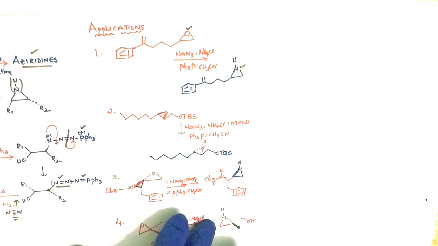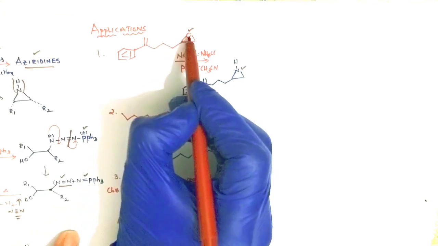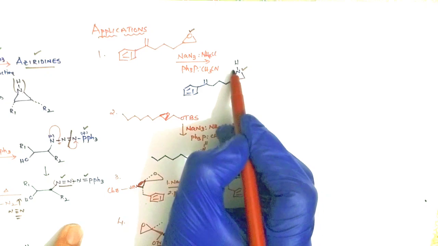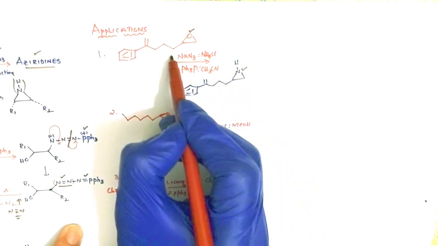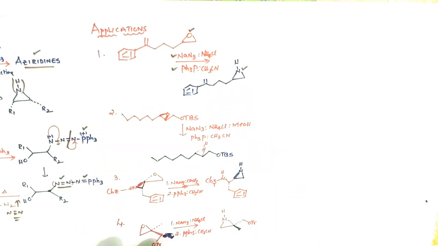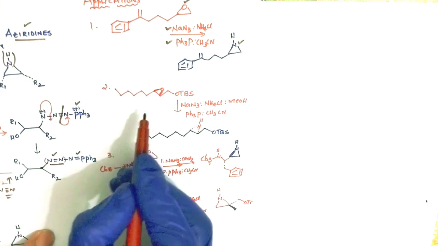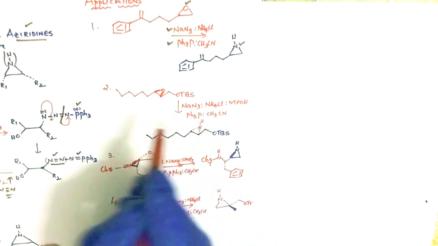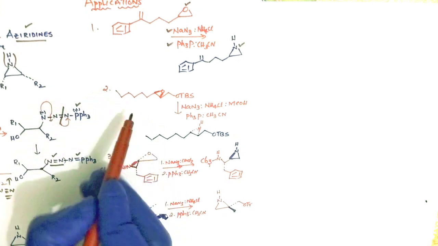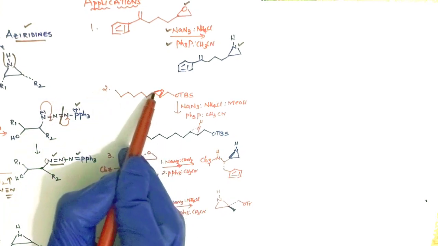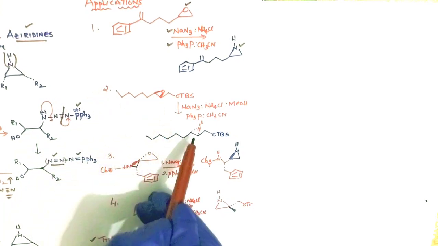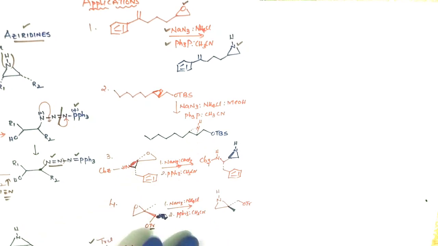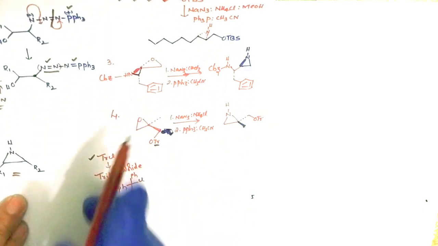What we are observing here? Simply the oxygen should be replaced with NH. Oxygen replaced with NH. Okay. NaN3 and PPh3. Already we know that oxygen is replaced with NH. But as far as the stereochemistry is concerned, if the two bonds are above the plane, in the product the bond should be below the plane. Simply. Okay. Next.